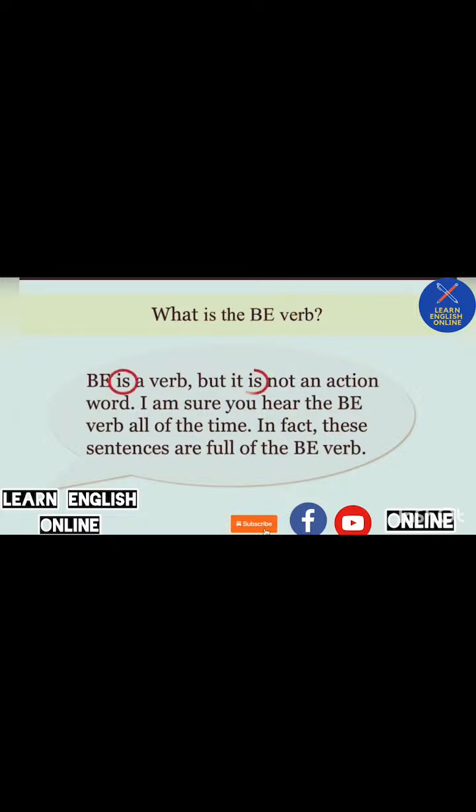Is a form of the be verb. Am is also the be verb. And are is also a form of be. Let's look at the verb chart for be in the simple present.